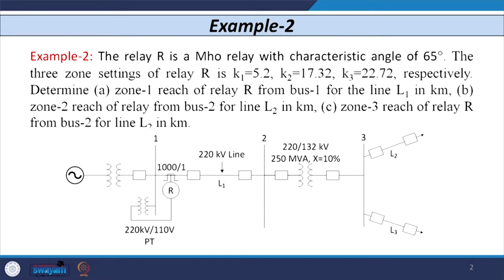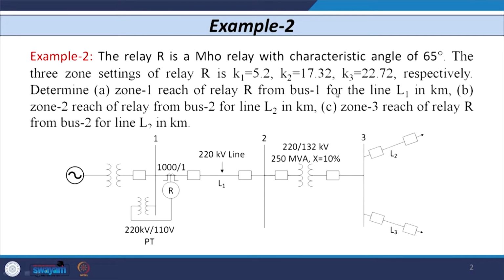So here a single line diagram of a portion of a power system is given. Three transmission lines are connected. One is L1 between bus 1 and 2, another is L2 and L3 from bus 3. So the relay R is located at bus 1. So it is a distance relay having a mho characteristic with characteristic angle 65 degree.